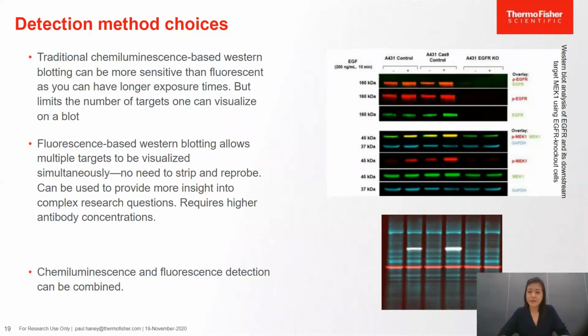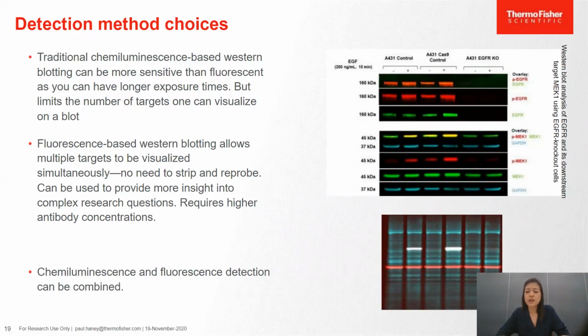When it comes to detection, traditional chemiluminescence methods are very widely used and very sensitive, but for this method, the number of targets you can visualize on a blot is more limited. Fluorescence-based Western blotting allows you to multiplex several targets on the same blot without the need to strip and reprobe. As such, fluorescence Western blotting can be used to provide more insight into complex research questions.